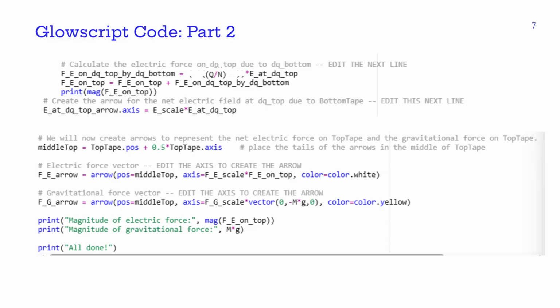And then after that, I just created an arrow for my electric field at DQ on the top. Once again, I put in a scalar to make it visible. And since we're representing the electric field, I put in the variable name that holds our electric field value. The only other real difference is that I added a value in FE arrow, and once again, I added a scalar. Since we're looking for the electric force, I took the value that represents that, which is FE on top, and I multiplied that in within the axis variable. Once again, I also found the total gravitational force. To do that, I took the m of the entire piece of tape and multiplied it by gravity.